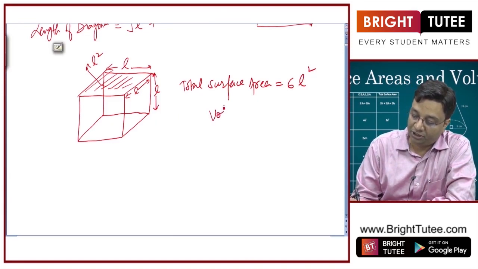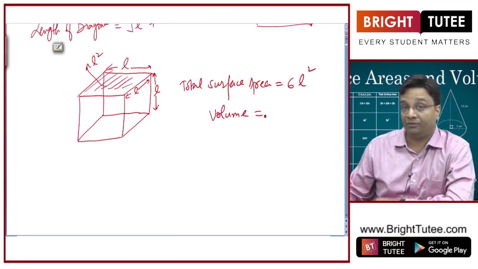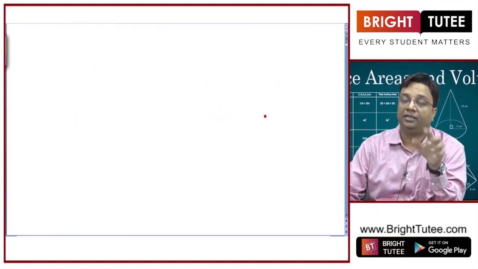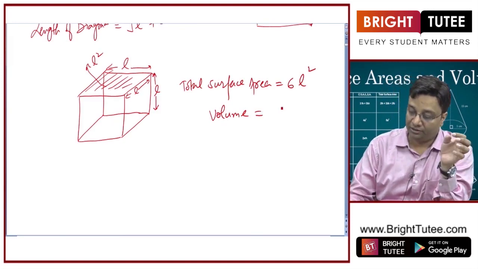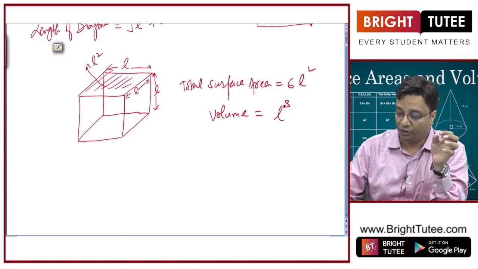If I need to talk about its volume, then what was the volume in case of cuboid? It was L into B into H. In this case, L into L into L. So L cubed is the volume, right?